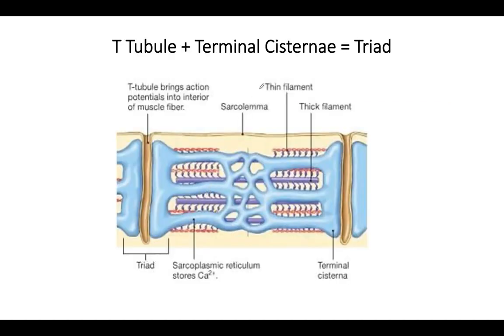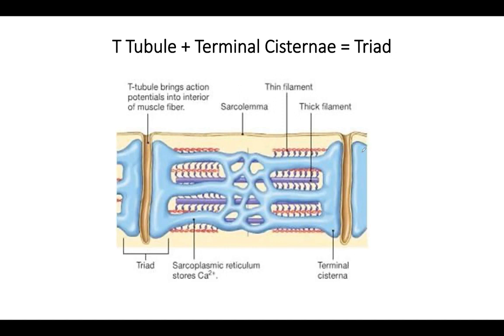Let's look at here. This is sarcolemma, the plasma membrane of the muscle cell. This sarcolemma invaginates into the interior portion of myofibril, and then it comes out. So it looks like a T structure. So we call this T-tubule. And this blue color indicates sarcoplasmic reticulum.